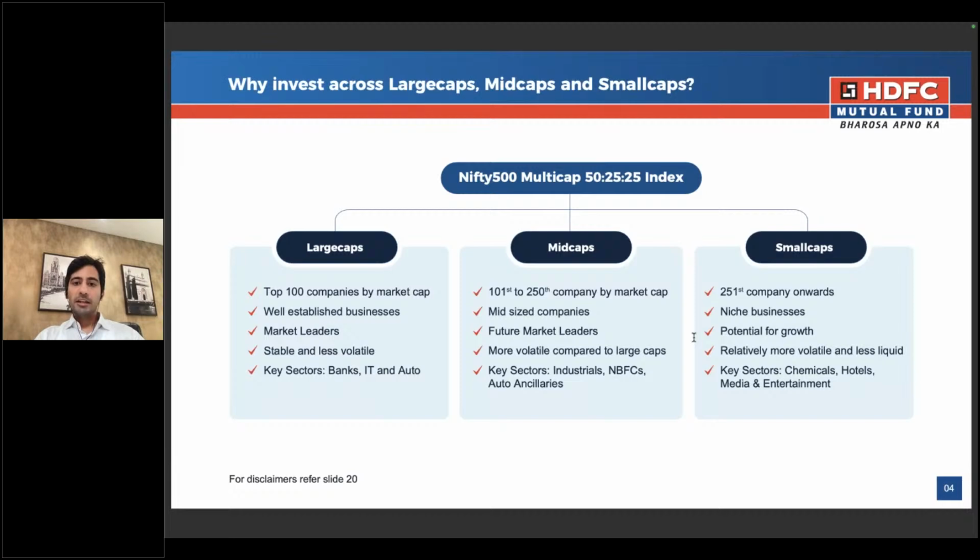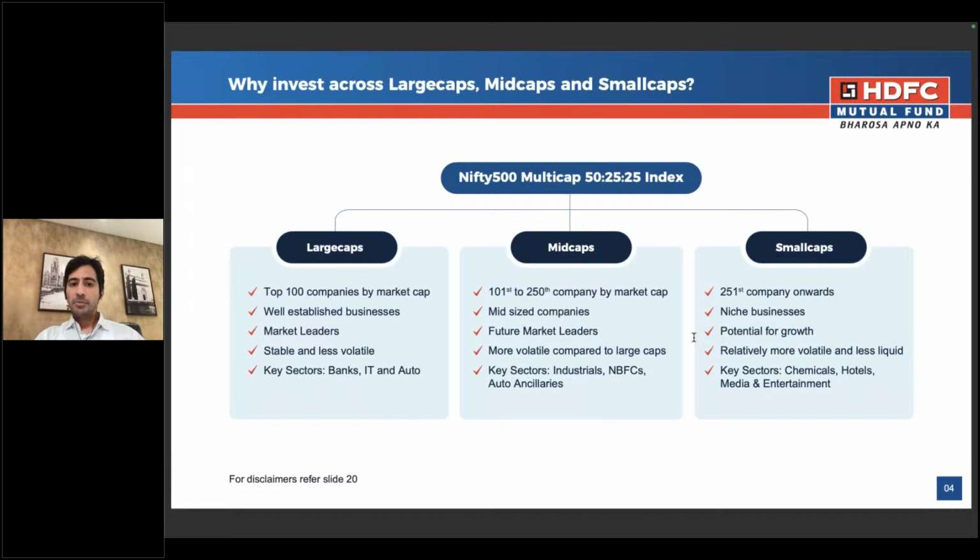Large caps, if we look at them, these are, as we have said, the largest companies in the stock market. They tend to be very well established businesses, very old companies, and generally they are a little bit more stable and less volatile, right? In the large cap segment, sectors like banks, IT, auto have a lot of weight within large caps.